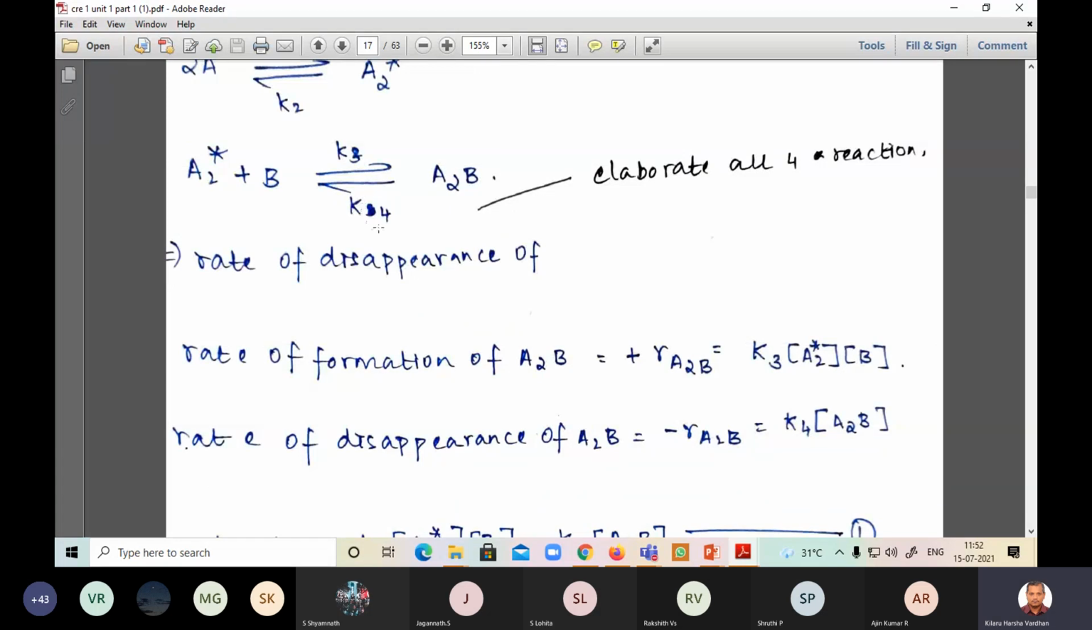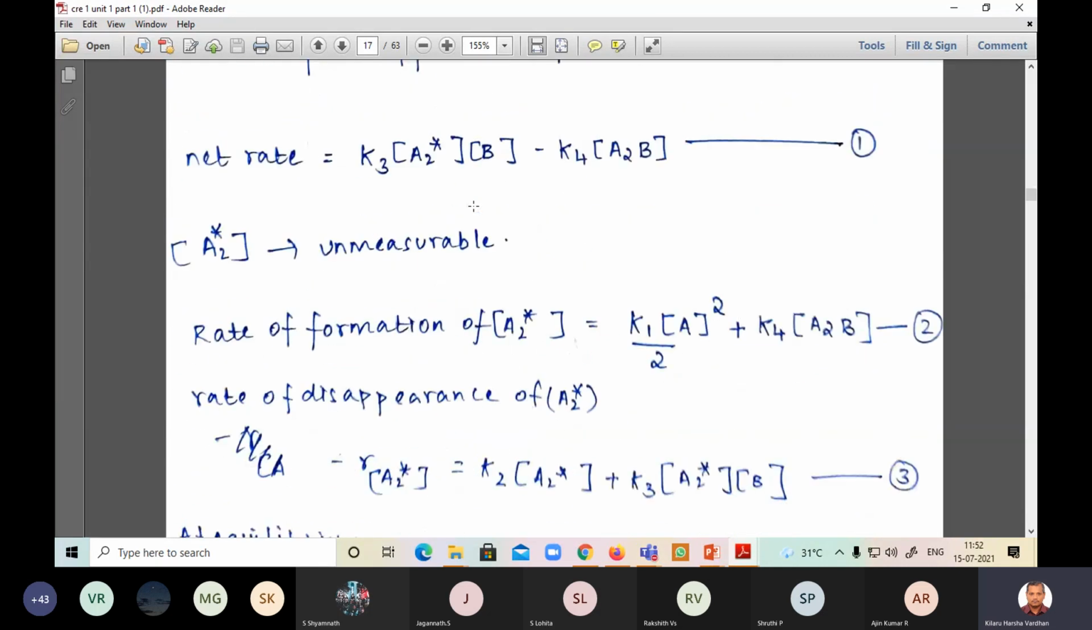What is for the fourth one? K4 A2 B, because this is where A2 star is formed, from the disappearance of this particular thing. So K4 A2 B. Let us call this the second reaction and that the first. This is the overall formation, and this is only the formation for the intermediate.